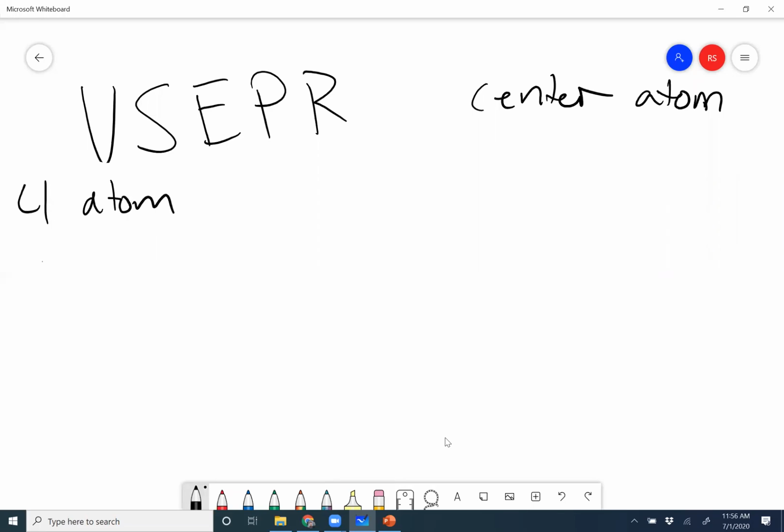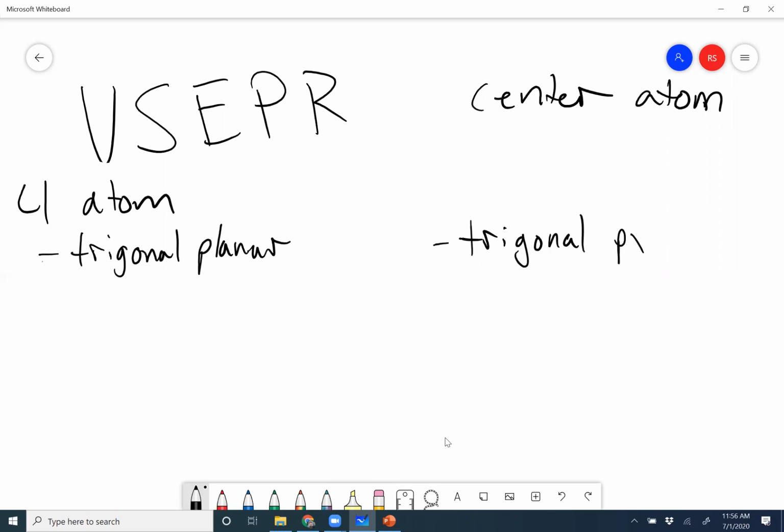So 4-atom molecules can either be what's called trigonal planar, or they can be trigonal pyramidal. So they either form a peace sign or they form a pyramid. The bond angle of trigonal planar is 120 degrees. The bond angle of trigonal pyramidal is 107.5. Some people just say 107. It depends on your particular text.